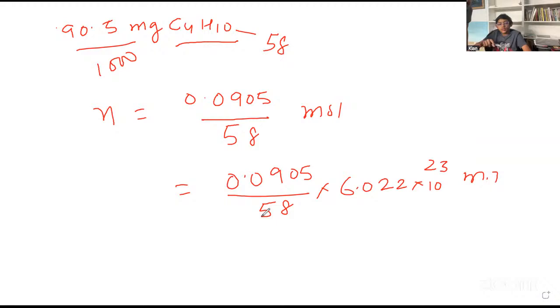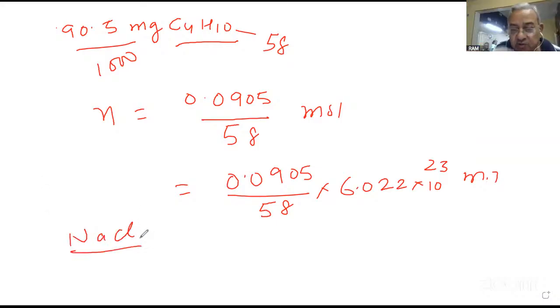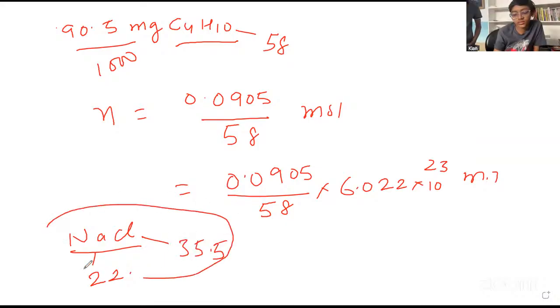It is similar. Mass is given. Compound is given. It is NaCl. NaCl molar mass you can find out. Sodium is how much? 22. Here it is given 22. Chlorine is 35.5. Like that you can find out the molar mass. And from molar mass you can find out the mole.